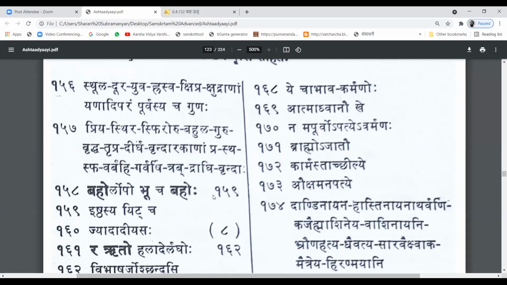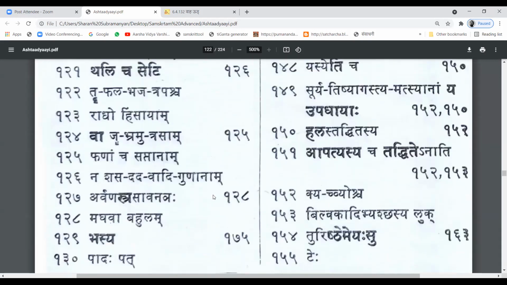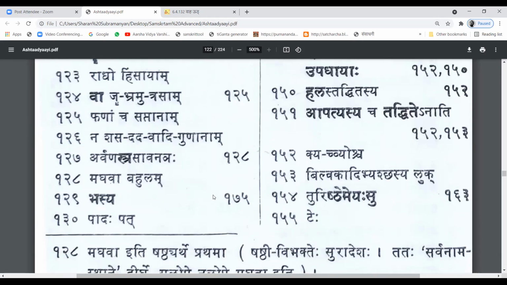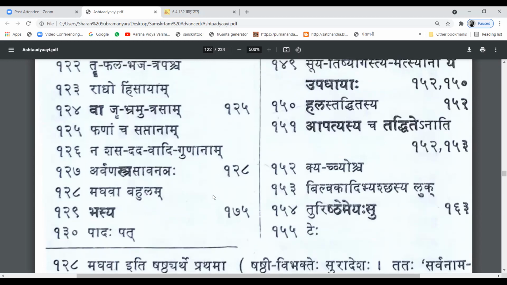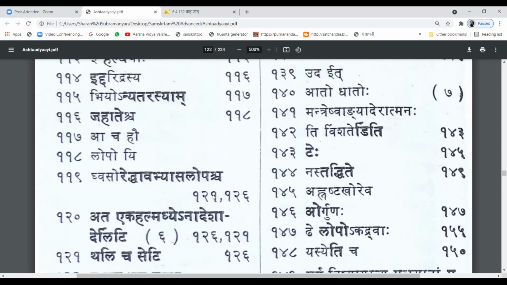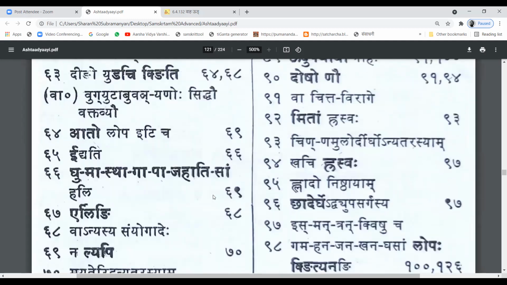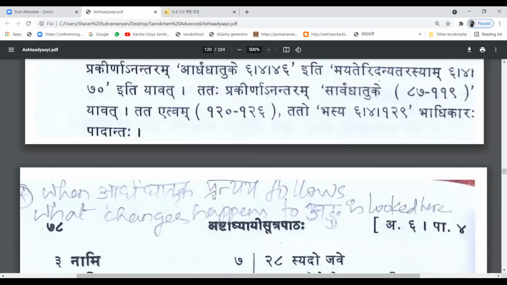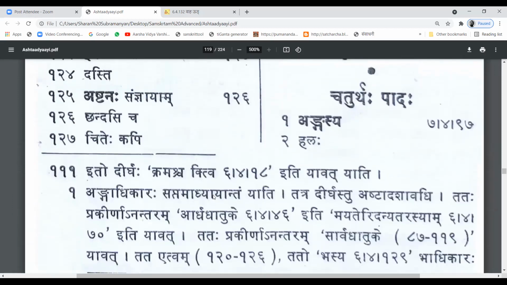Now in 6.4, the last portion of the 6th chapter, 4th section, sutra number 129, Bhasya. Do you see it on the screen? Bhasya is a sub-adhikara. It's an adhikara under what? Under Angasya. This is 6th chapter, 4th section. First sutra is Angasya, an important adhikara where all the Anga karyas are mentioned.